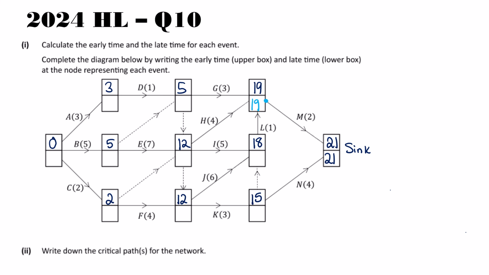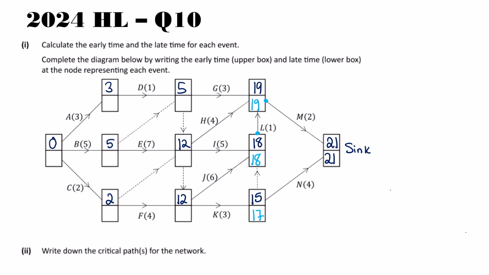Then if I look at the next node, this has only 1 feeding backwards into it, which is going to give me 18. And then this node here has 2 feeding into it. From the dummy, we have 18. And from N, we have 17. We always pick the earliest late time, so the smallest one. So we have 18 or 17, so we're picking 17.